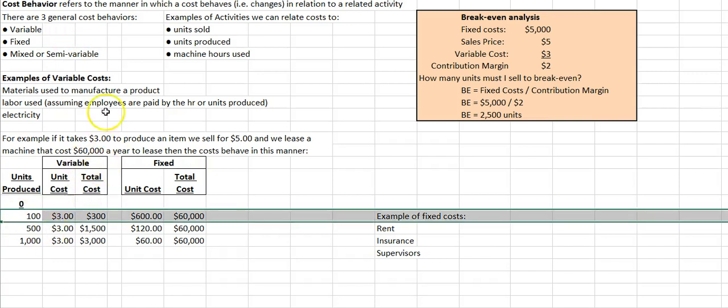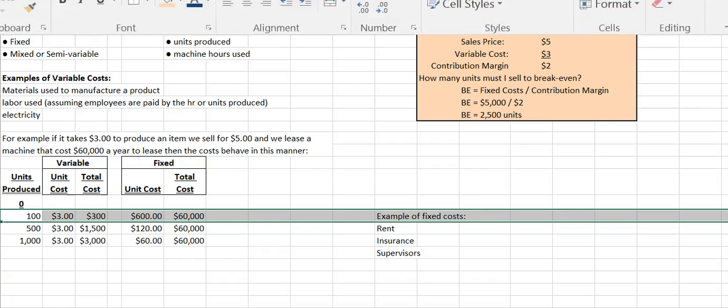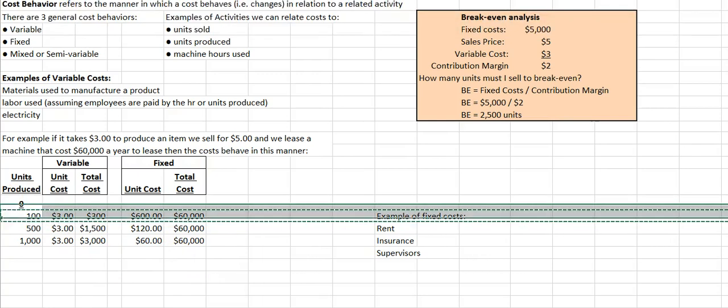let's go ahead and format this. Let's give it a similar format.